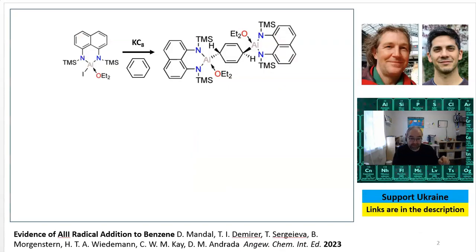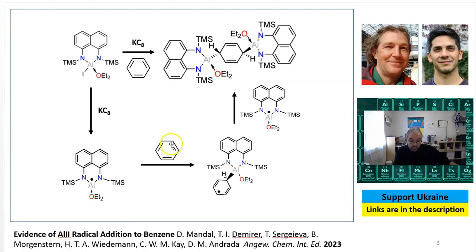This is the work that actually pushed me to make this video. It's from the same group, by the way, who was involved with the silicon pyramid, but here they deal not with silicon but with aluminum. By making this molecule and reducing the iodine atom with potassium graphite, they get a reaction with benzene of two such molecules. This compound is isolated in 17% yield, and this is the mechanism that the scientists proposed. They see it also by some spectroscopic method.